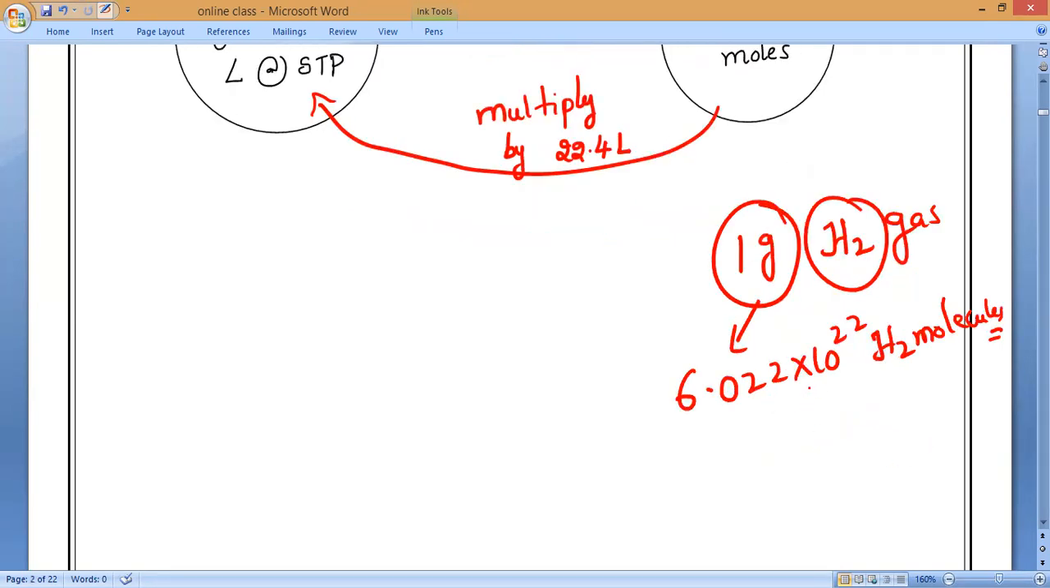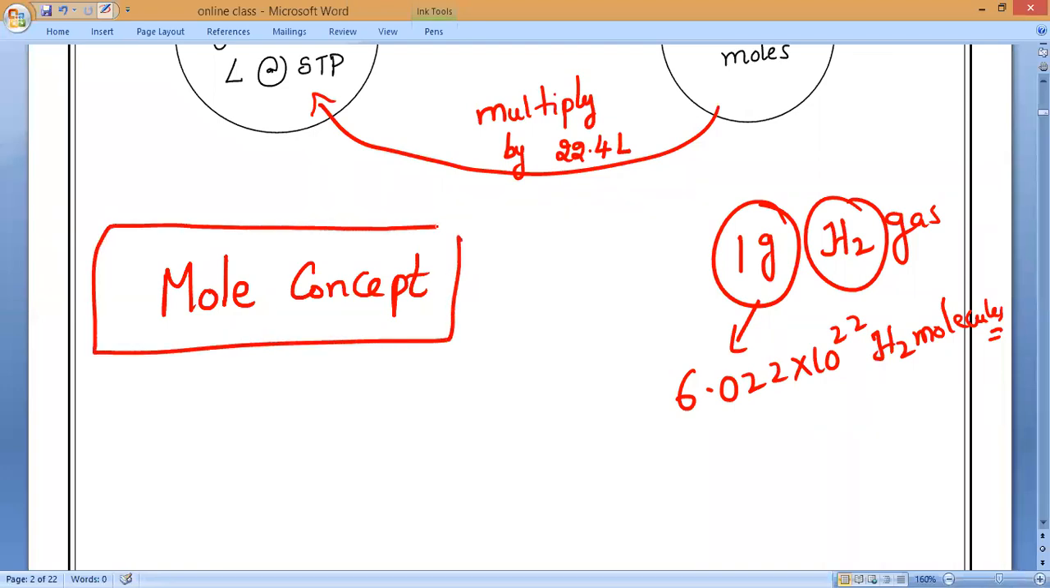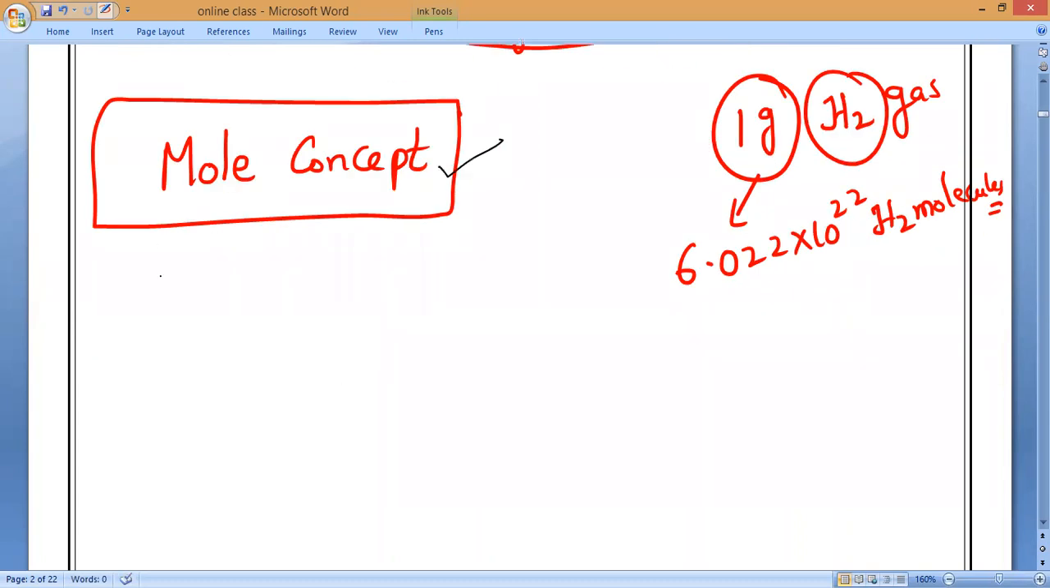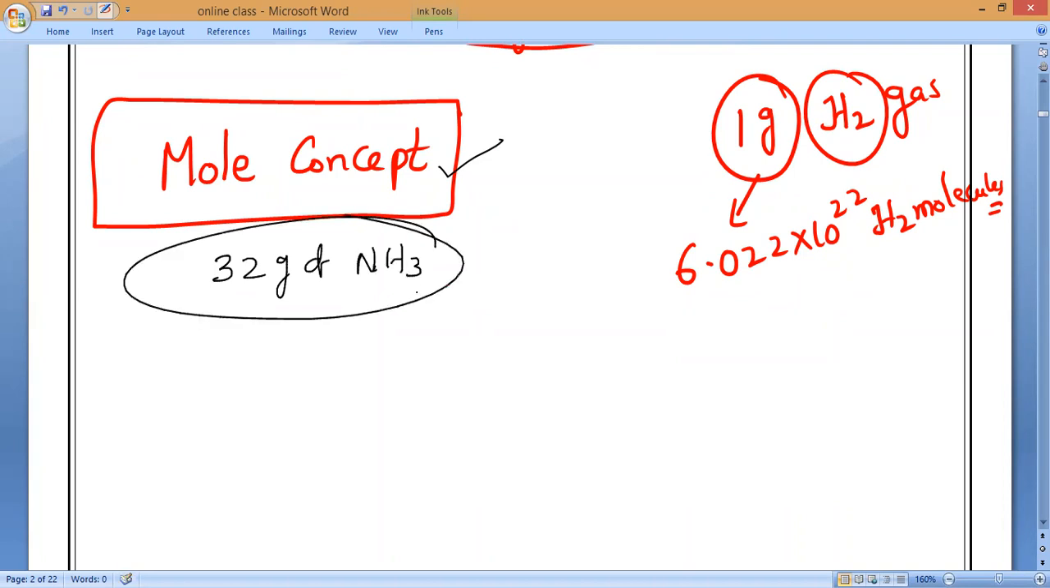So what we are doing is using a concept to measure the amount of substance, which is called the mole concept. With the help of the mole concept, we can easily measure how much quantity has been given. As I told you, if they give you a mass, for example 32 grams of ammonia, they will ask how many moles or how many particles it contains.